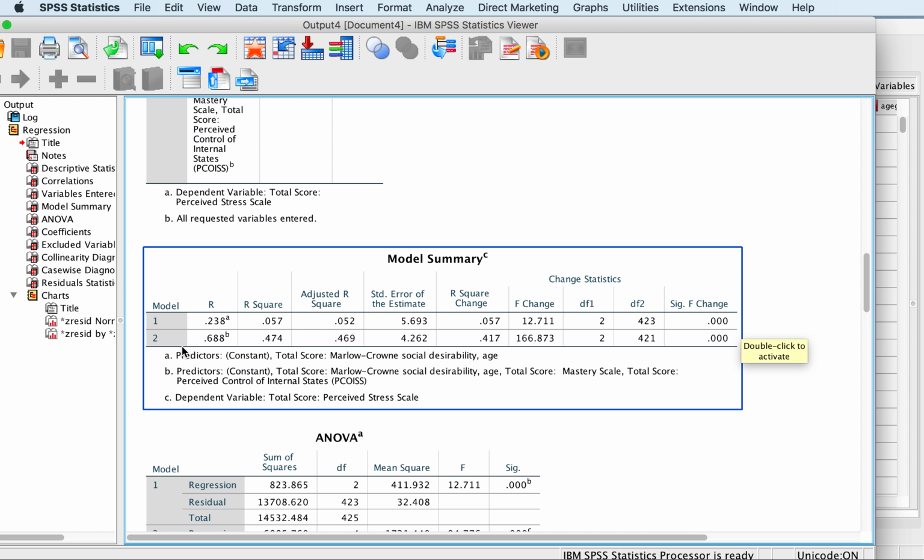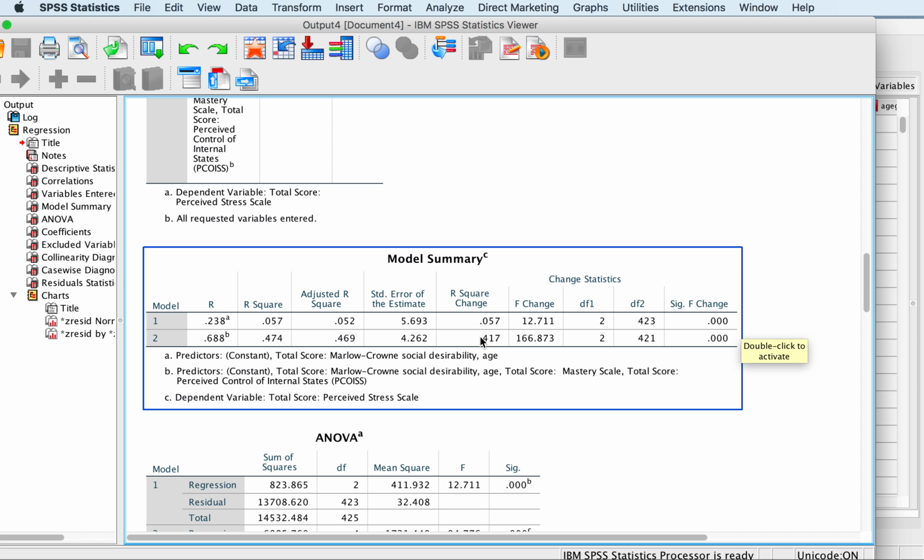Now for Model 2, when you add in the other two variables, you're looking at, in terms of the predictors, the Marlowe-Crown, age, the mastery scale, as well as the PCO-ISS. Look what happened to the R-square. It went all the way to 0.469. Okay, so 46.9% of the variance in perceived stress is now accounted for by these four variables, right? That's a big R-square change from 0.057. In fact, that change is 0.417.